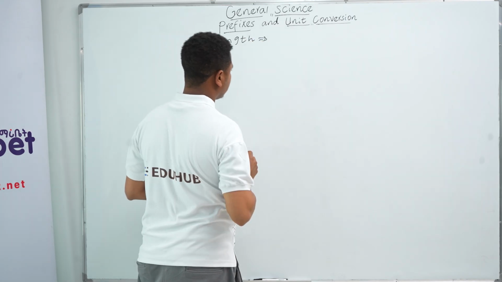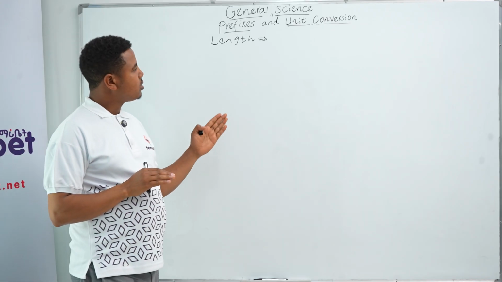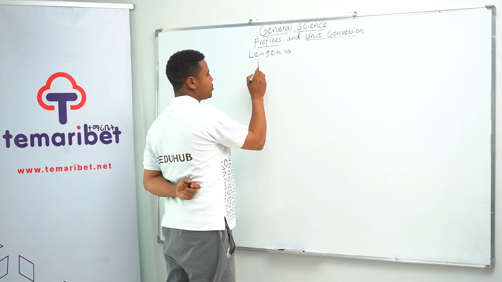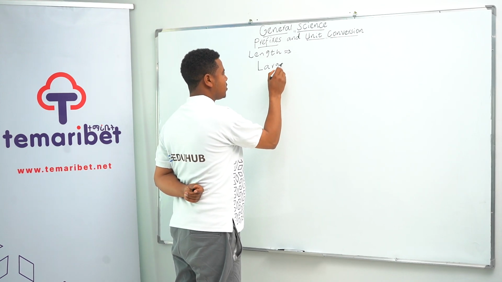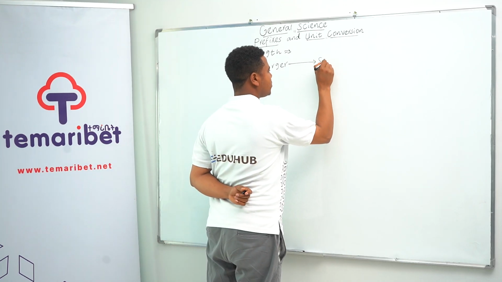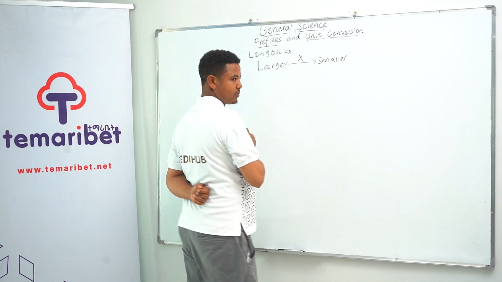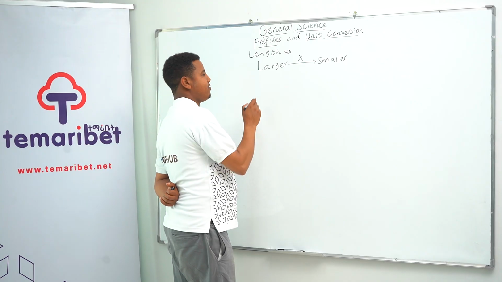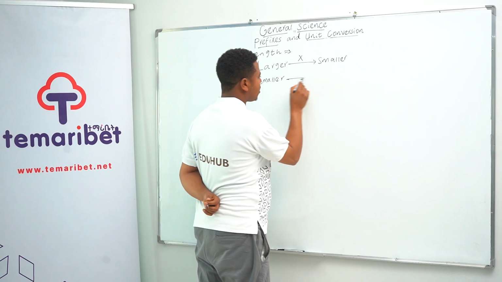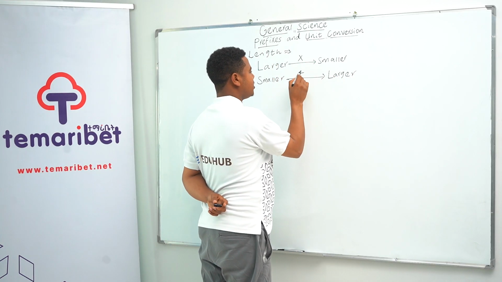But before that, there is a rule to change one unit to the other. The first thing is you have to identify which one is larger. If you are changing from larger to smaller value, it's always multiplication. You have to multiply. And if it is inverse, from smaller to larger unit, it's always division.